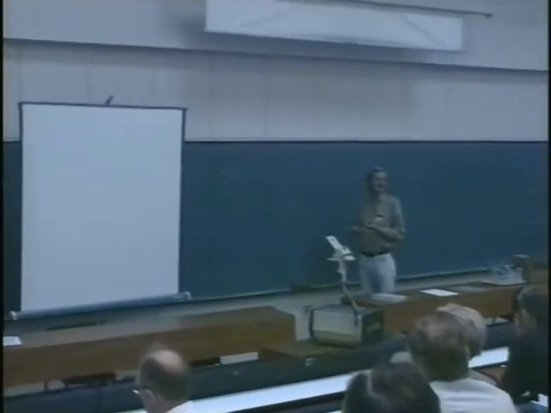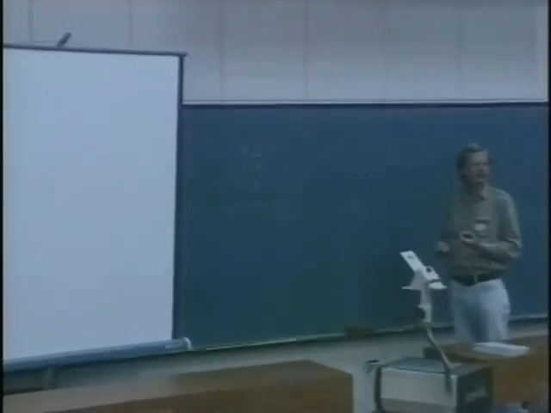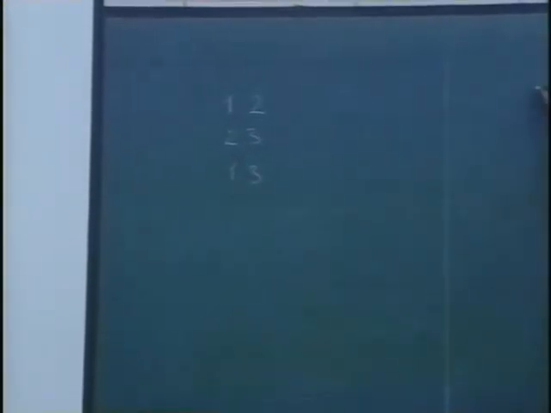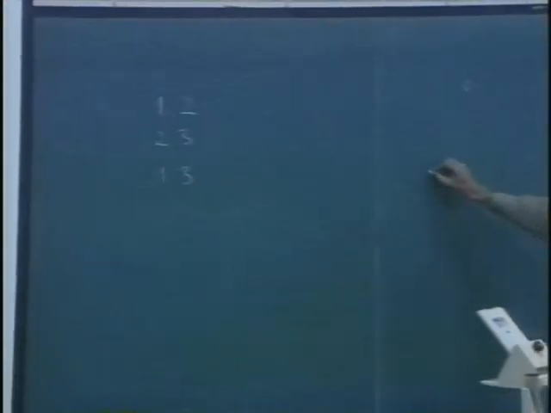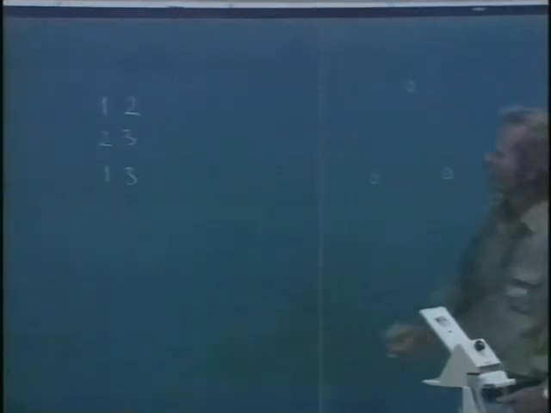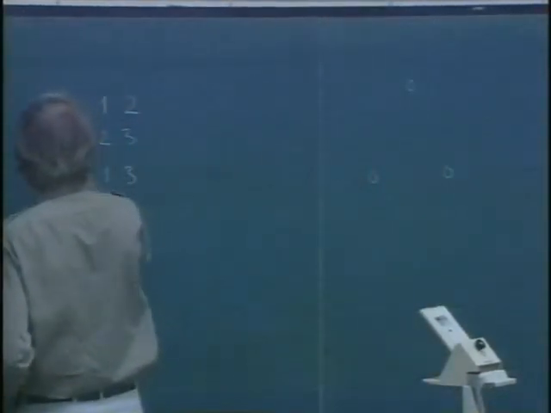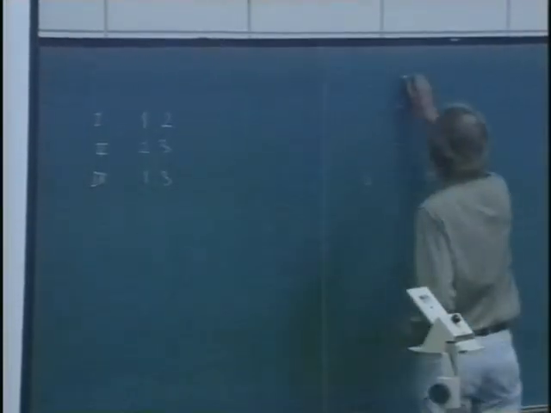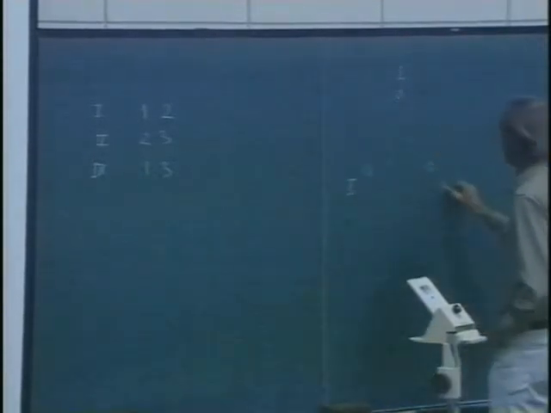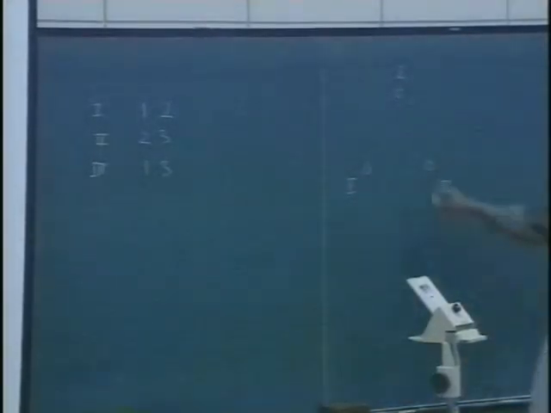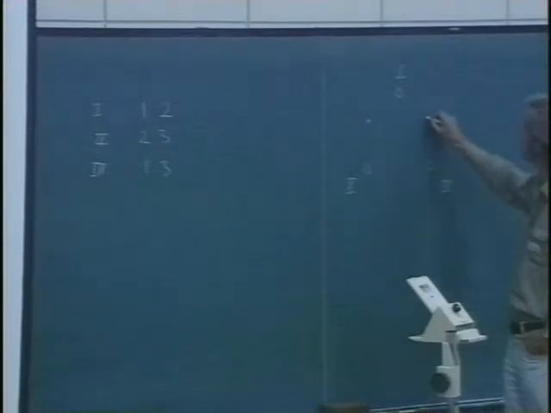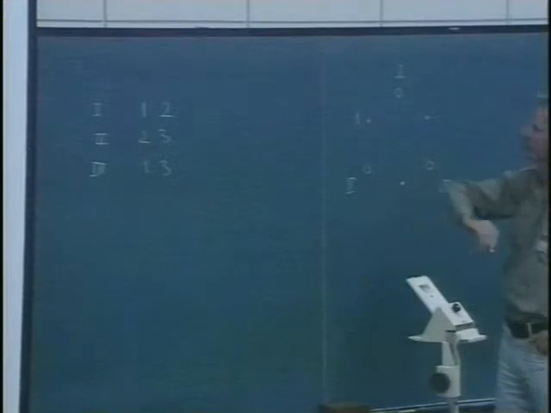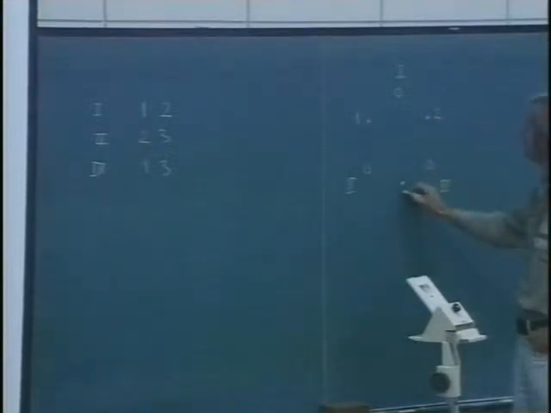We represent each block by a point, and each treatment is also represented by a point. I'll draw them in a slightly different way to distinguish. The blocks could be drawn like this. Maybe we should call them something. Roman 1, 2, and 3. And the treatments are represented by points which are drawn like this. And I'll let this be treatment number 1, and this number 2, and this number 3.